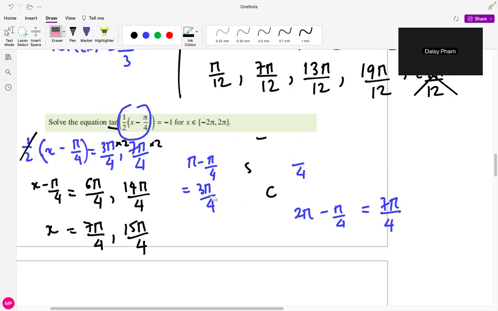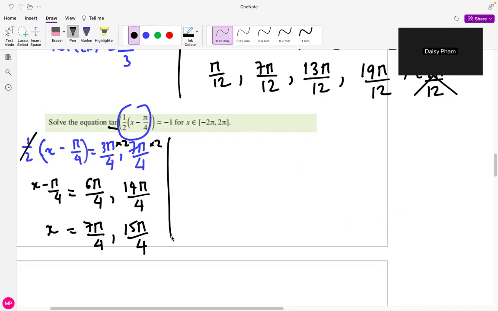We're going to check if they fit in our domain and whether there are more solutions or not. All right, so let's look at our domain. Our domain is negative 2π to π. Okay, this one probably fits in, but this one is too big, 15 over 4 is 3 point something π. Now, the domain has a negative region as well.